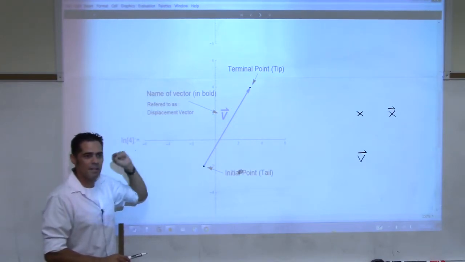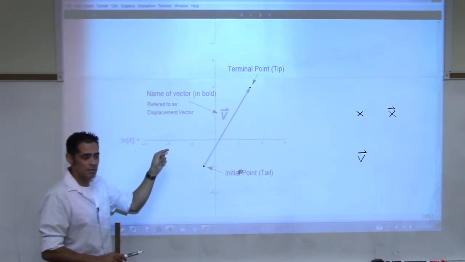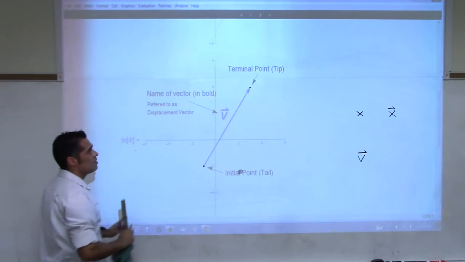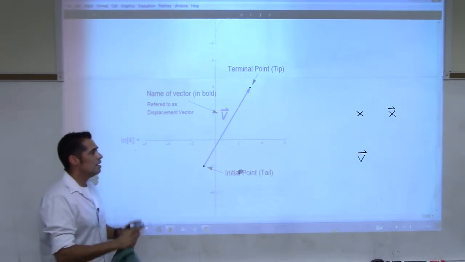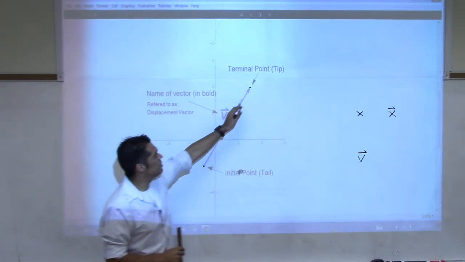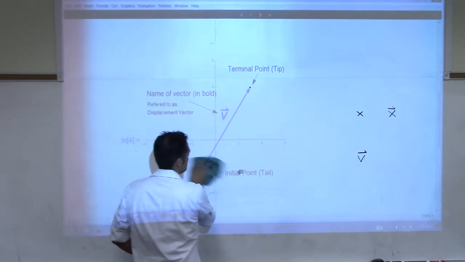But the vector itself is not an ordered pair, and it is not a line, right? Lines would extend in every direction, or in both directions forever. It's also not a line segment, because line segments don't have a concept of direction. Here, the arrow gives us direction. Understand? Okay, that's just some language.